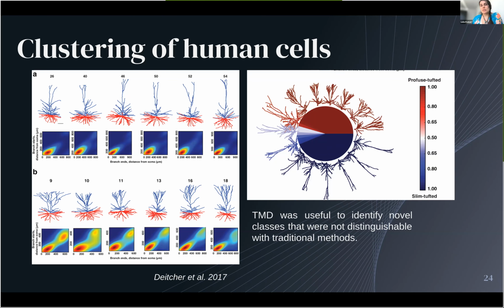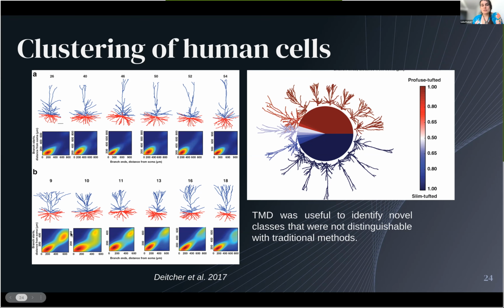And here in this data set, we collaborated with Idan Segev and Christian de Kock. Idan is from Israel and Christian is from Amsterdam. And they gave me human pyramidal cells. You can see some examples here. But the challenge was that the experts could not separate them into classes. So what I did is I just extracted the persistence images of all the cells. And I found two distinct classes.